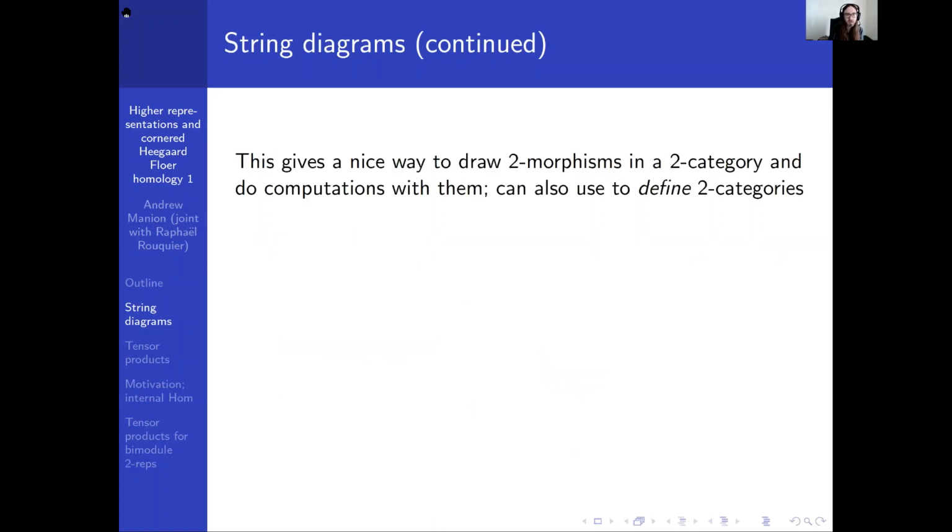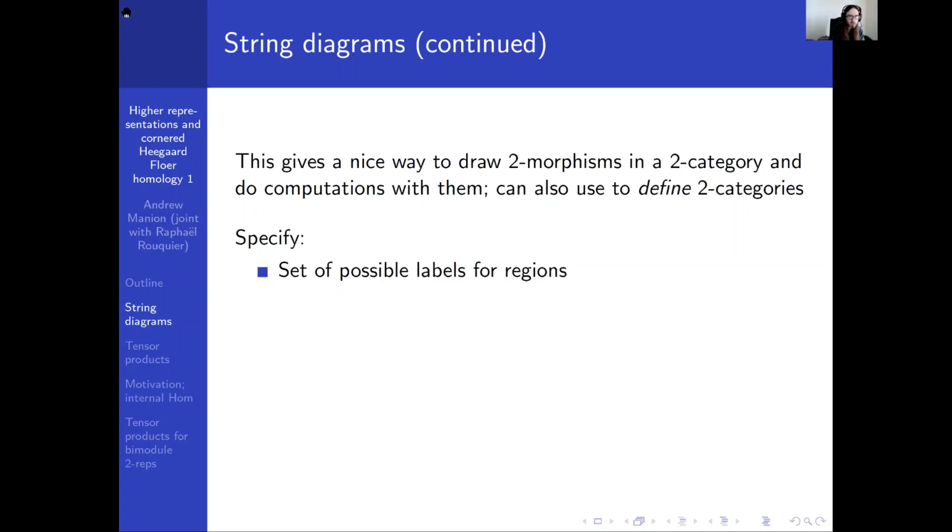Okay, so this is just a way of visualizing and drawing and doing computations with two morphisms in a two category, but you can also use this calculus to define two categories. And typically one is going to define relatively small diagrammatic sorts of things and look at maps of those into larger two categories.